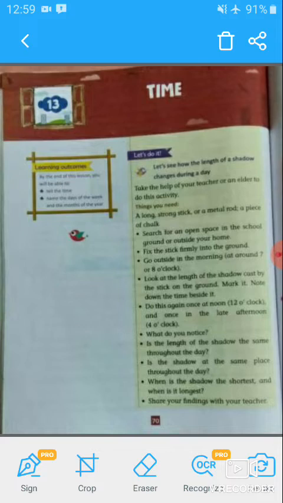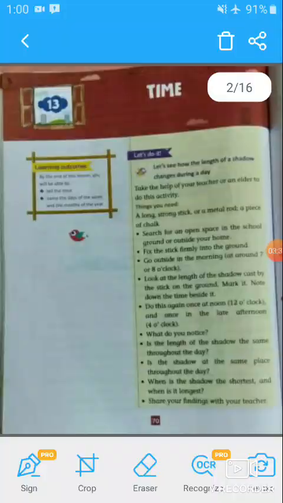What do you notice? Is the length of a shadow the same throughout the day? Is the shadow at the same place throughout the day? When is the shadow the shortest and when is it longest? Share your findings with your teacher. To do this activity, first of all you have to know about the topic changing shadows, which I am going to explain in this video. So let's come to the first topic.